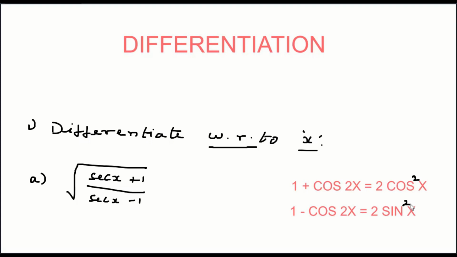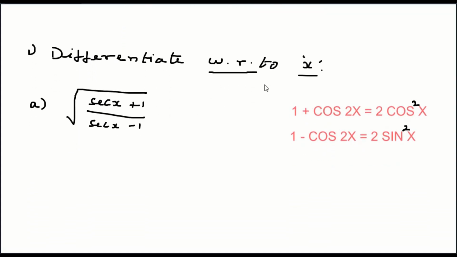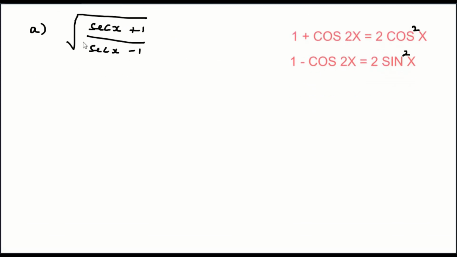In this video, we'll see CBSE Grade 12 differentiation, some of the important sums. Differentiate with respect to x. This is the first sum given. Differentiate root over secant x plus 1 by secant x minus 1.